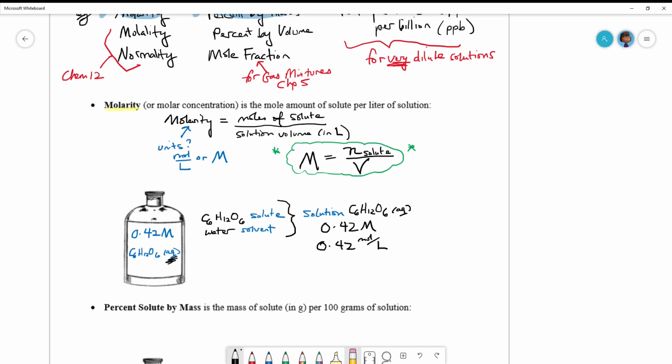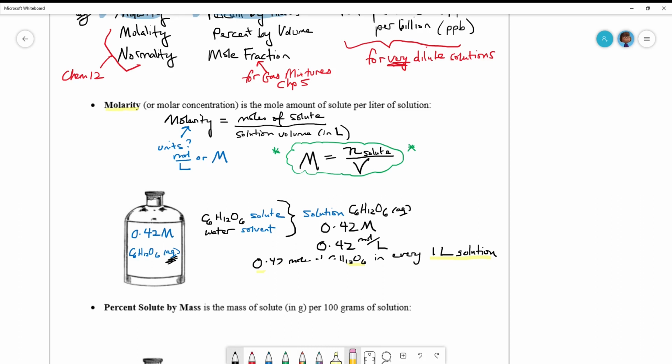Okay. Well, let's unpack this even further. What does this mean? It means quantitatively that there are 0.42 moles of what? Of glucose, which is the solute, of C6H12O6 in every 1 liter of the whole solution. Okay, this many moles of solute, there's our solute, in this much solution.